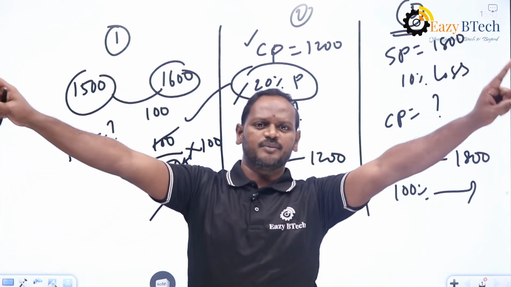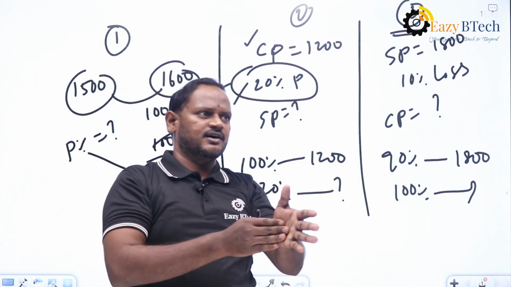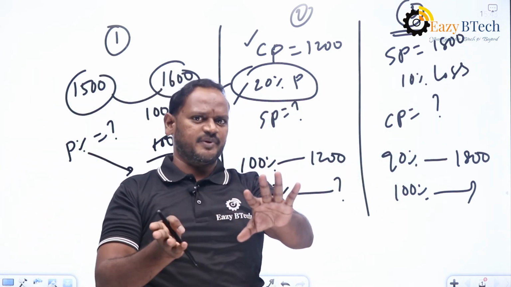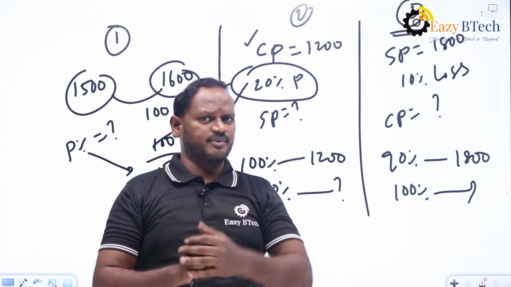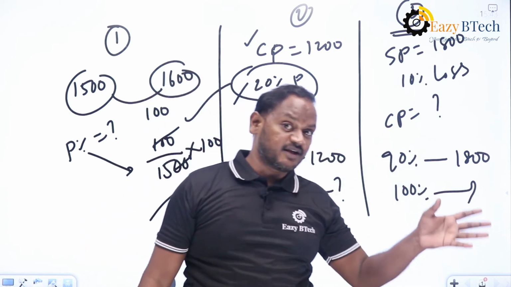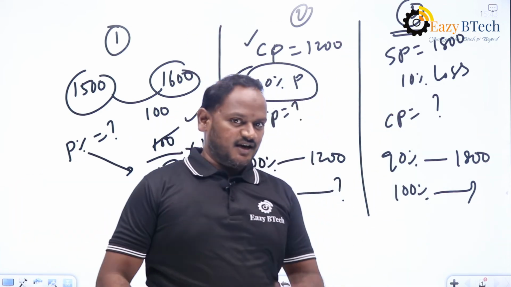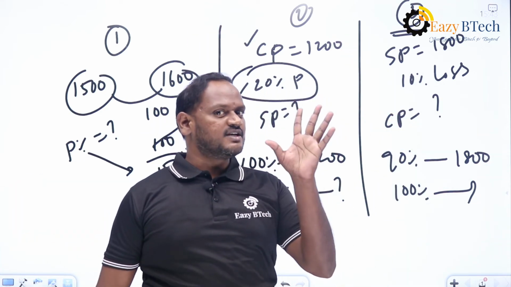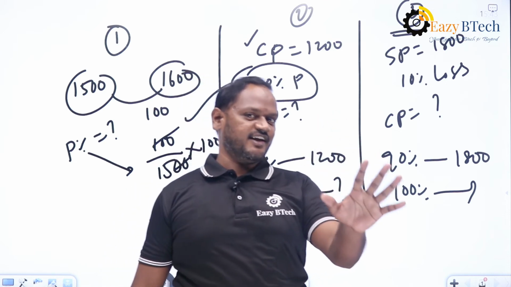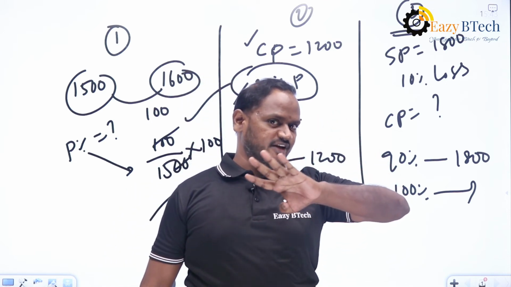Model number 1, how to calculate percentage. Model number 2, how to find selling prices based on cost price. As given cost price, you have to find the selling price. Model number 3, as given selling price, it may be loss or profit, we need to find a cost price. Now let's attack our original story, screenplay, direction. These 3 models are very powerful.